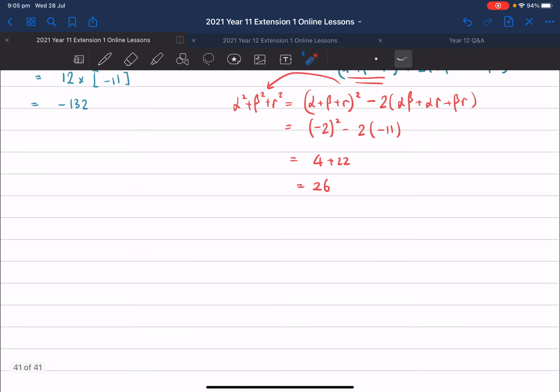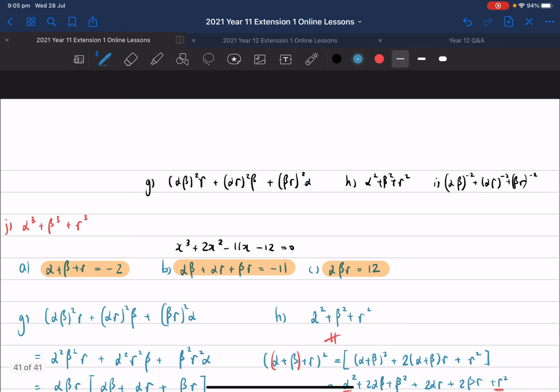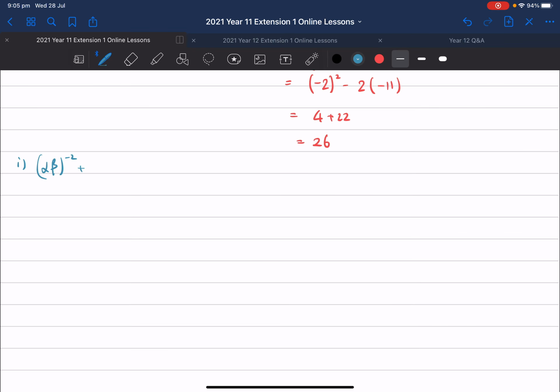So we've done question H. All right, so question I. Question I is alpha beta to the power of -2. Is that -2? Yes. Plus beta gamma to the power of -2, plus alpha gamma to the power of -2. Now, in order for me to solve this question, what you need to do is turn that -2 power into a fraction. Okay, so if we put that into a fraction, it looks much better.